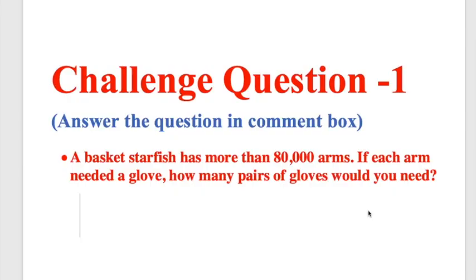This is the challenge question of the day. The question is, a basket starfish has more than 80,000 arms. If each arm needed a glove, how many pairs of gloves would you need? So this is your challenge question. You answer this question in the comment box.